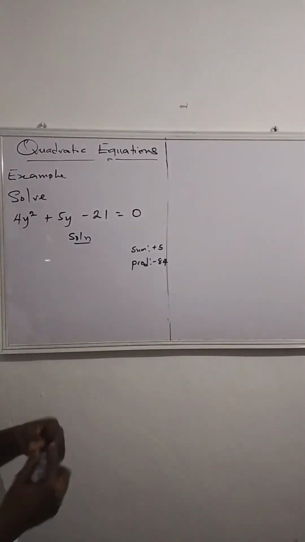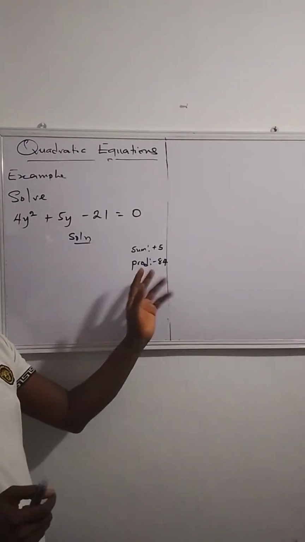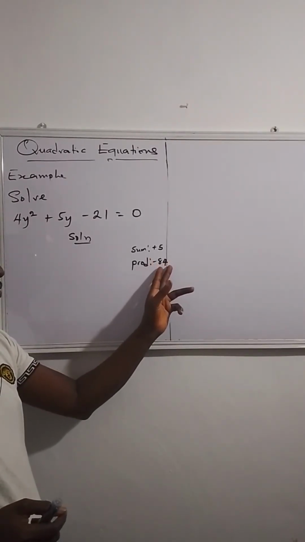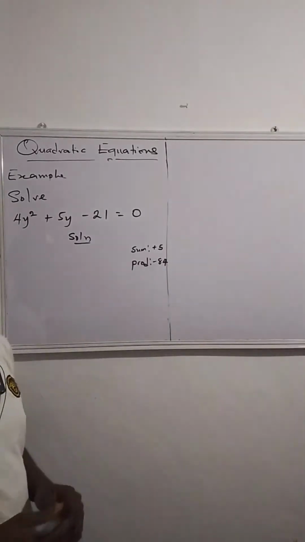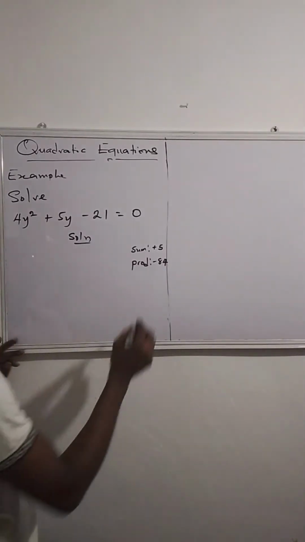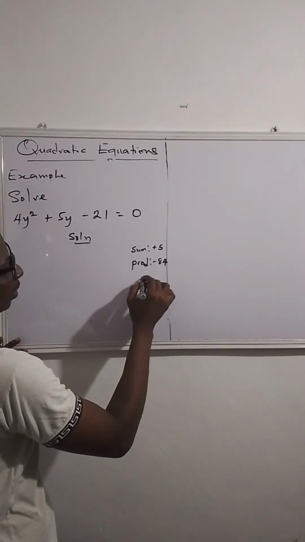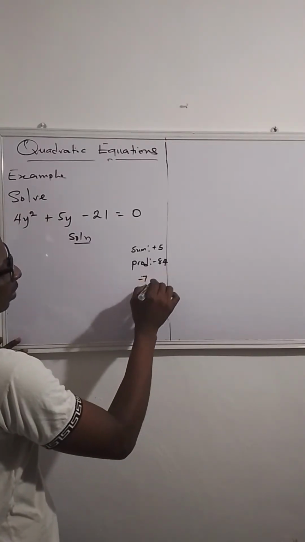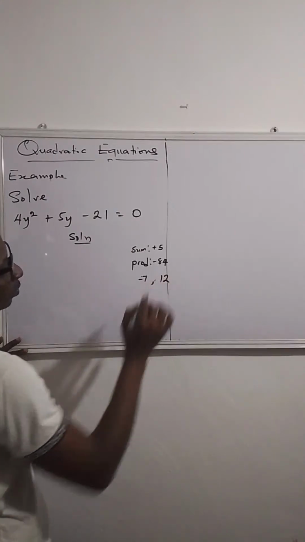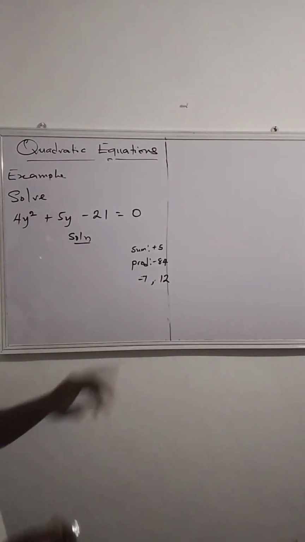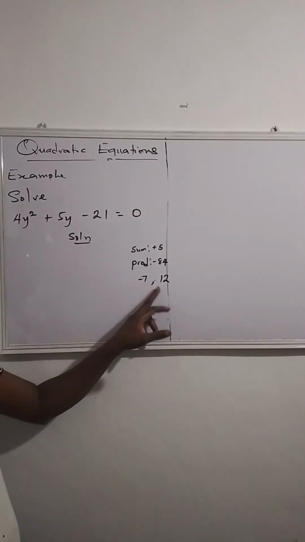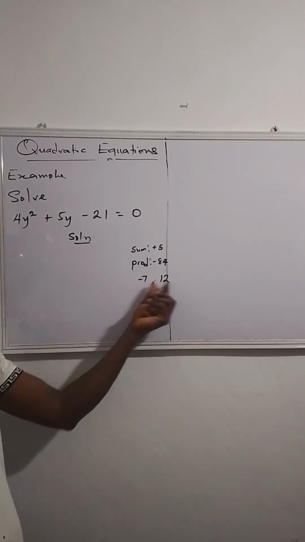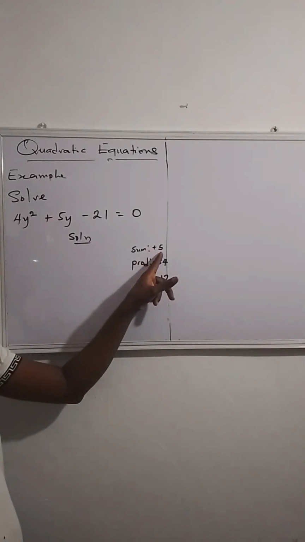Okay, so now the next thing is to look for two numbers so that the multiplication is minus 84 and the addition is 5. What are the two numbers? Let's say we have minus 7 and 12. Okay, so when you multiply these together, you have minus 84. When you add this and this together, you have 5.